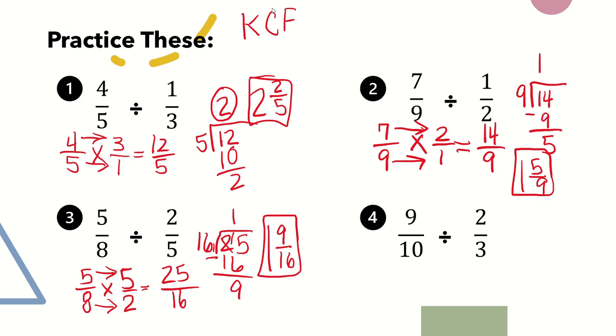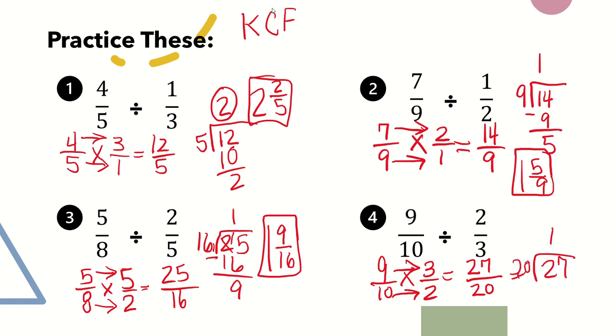Let's look at our very last one. Keep, change, flip, multiply straight across. 9 times 3, 27. 10 times 2, 20. So in this case, 1 and 7 over 20.